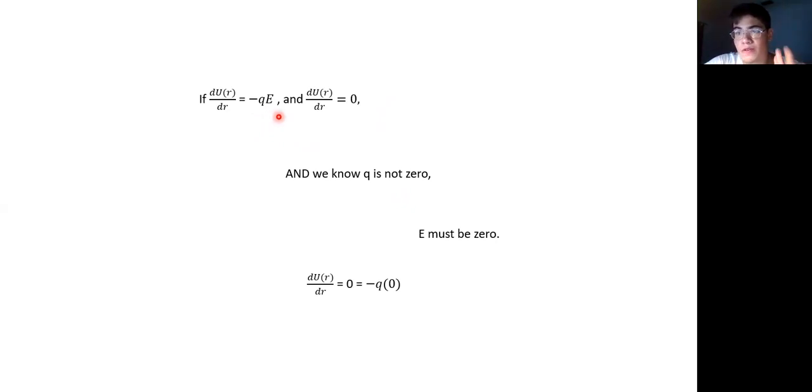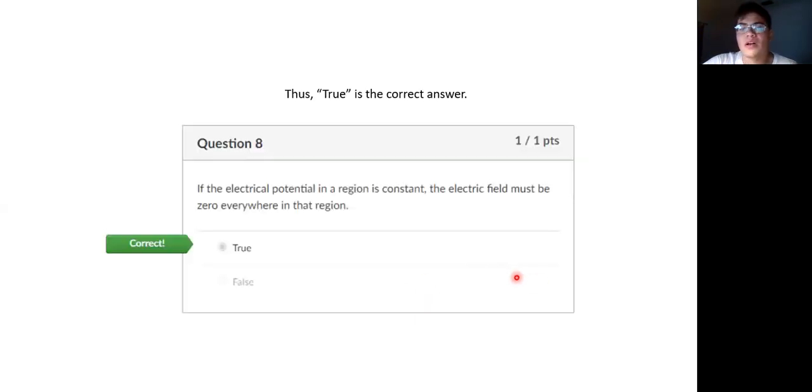We're going to notice that 0 is equal to negative Q times E, but E is the only value that can change. And in order for the product of negative Q times E to be equal to 0, and we know that Q cannot be 0, E, the electric field, must be 0. So the correct answer is true.